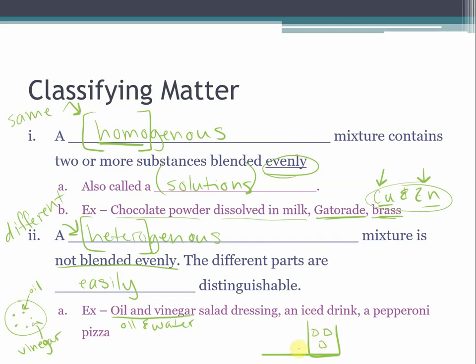Looks a lot like the cell phone. So if this was tea, you could look at the glass and say, oh, this is tea and these are ice cubes. I can see the different pieces of this mixture. Or a pepperoni pizza. You can say this is cheese and this is pepperoni. You can see the different pieces. They're easily distinguishable because they look different throughout.